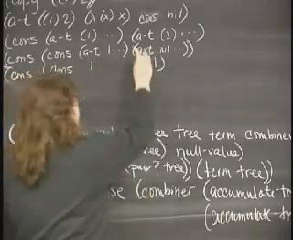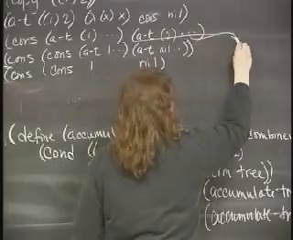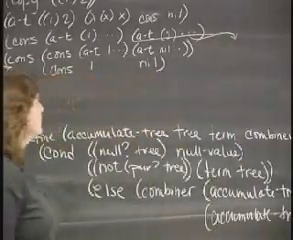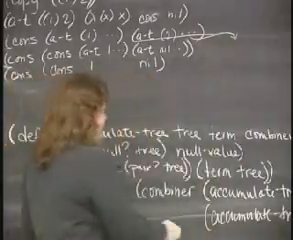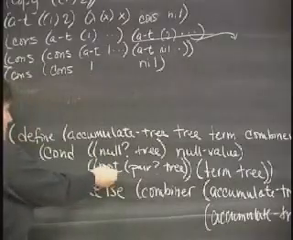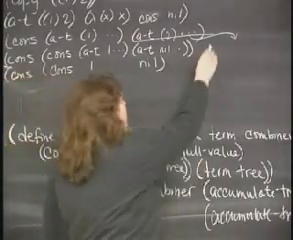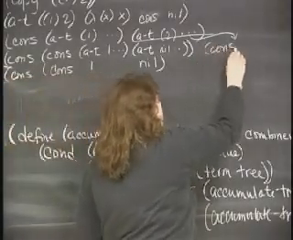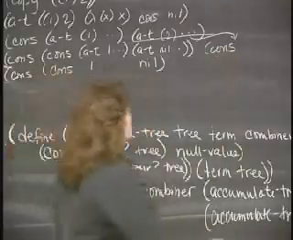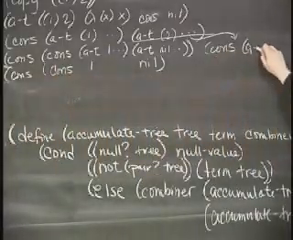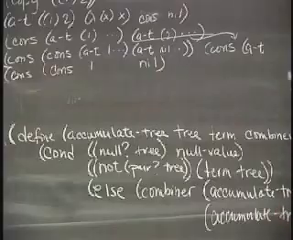Now let's go off and look at accumulate tree on the list 2. Well, that's not null. It is a pair, so we fall through to here. And we're going to cons accumulate tree on the car, which is, what's the car of the list 2?